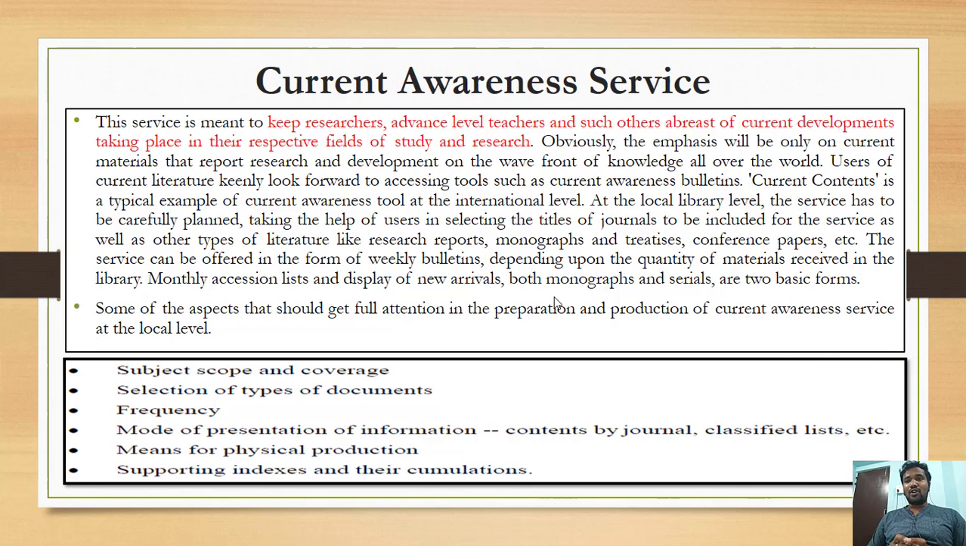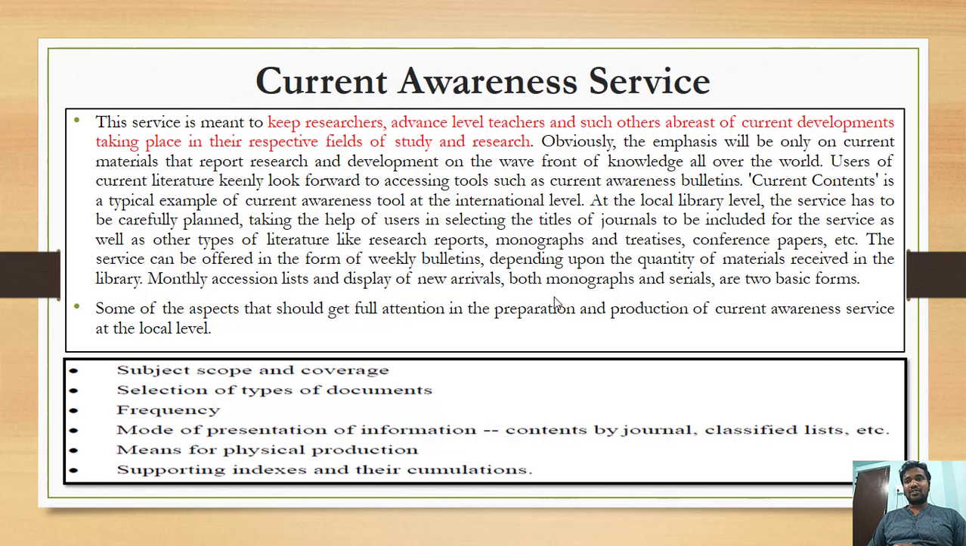The service can be offered in the form of weekly bulletins, depending upon the quantity of materials received in the library, a monthly accession list, and the display of new arrivals. Both monographs and serials are two basic forms of this current awareness service.